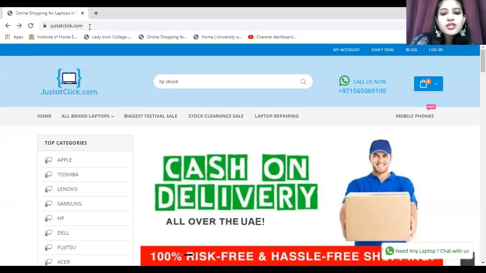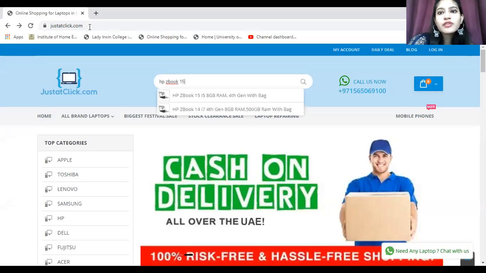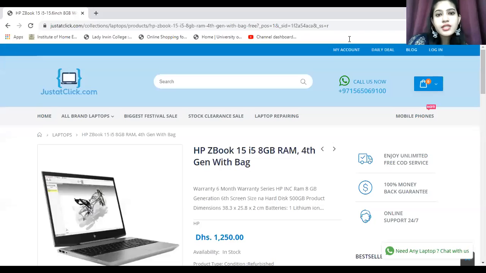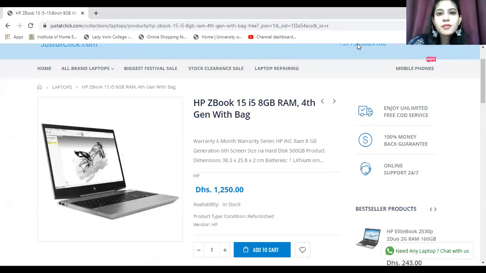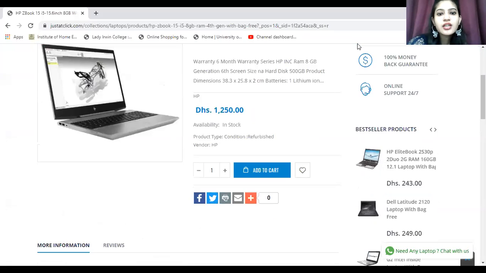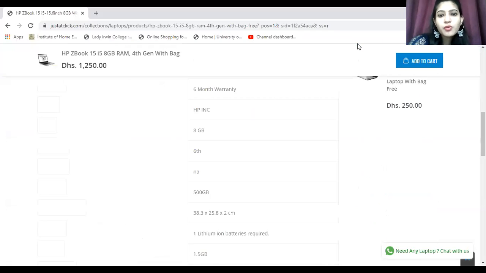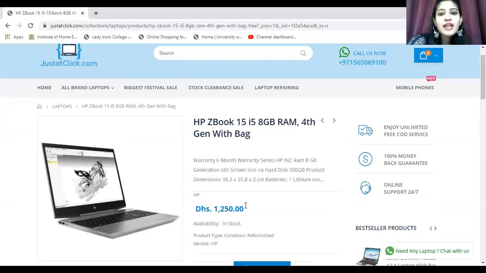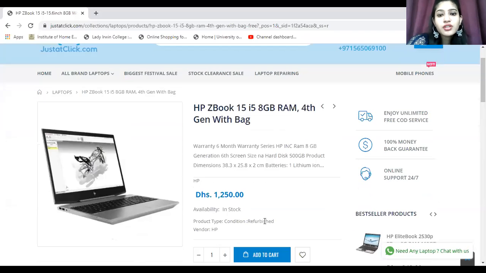So let us search this gadget, that is HP ZBook 15. This is the result for our search, HP ZBook, which can be customized. You can customize it accordingly. A small description at the top, a small description at the bottom, and you see that there is a refurbished condition written in the middle. So let us talk about this refurbished condition so that we know what refurbished products are all about.